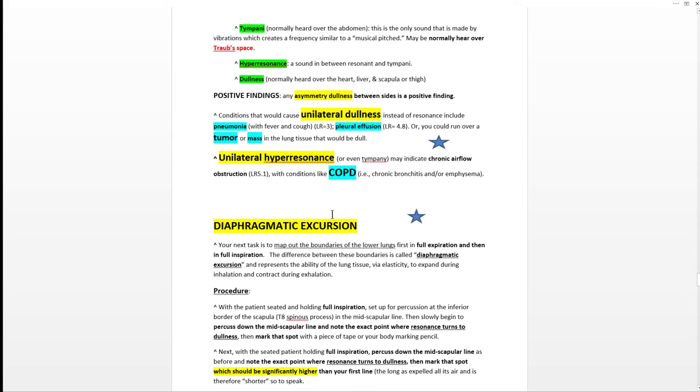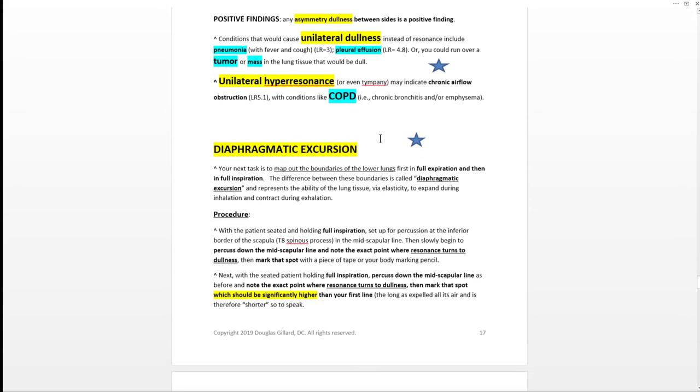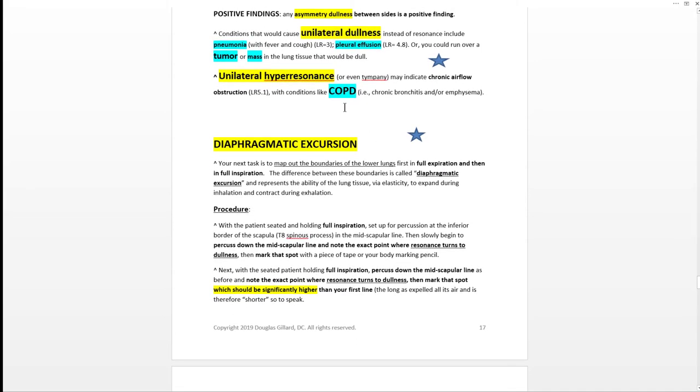Okay, what are positive findings for percussion? Any asymmetric dullness is not a good sign in areas that have no explanation. Like today's easy, if you're percussing the back of the lungs, one area shouldn't be dull. Pleural effusion could cause dullness. A tumor or a mass, too. You could see the likelihood ratio for pneumonia is really crummy here, so this percussion really isn't very useful. Hyperresonant: if someone has COPD, their lungs are typically overexpanded, so that could cause a hyperresonant sound.